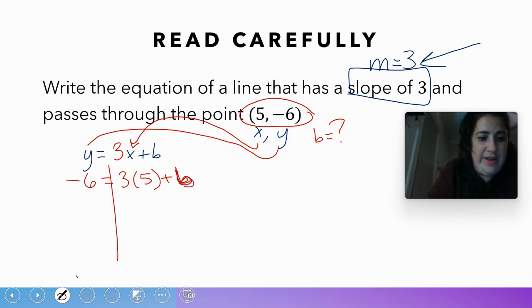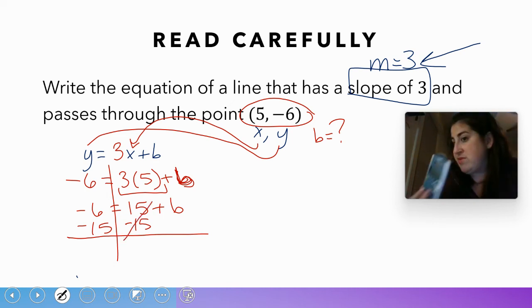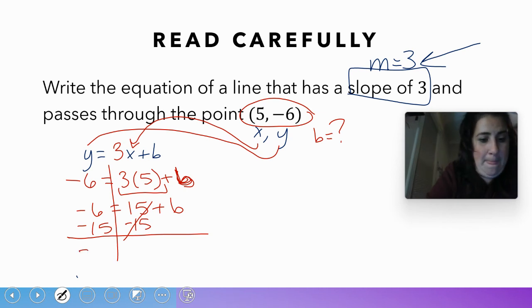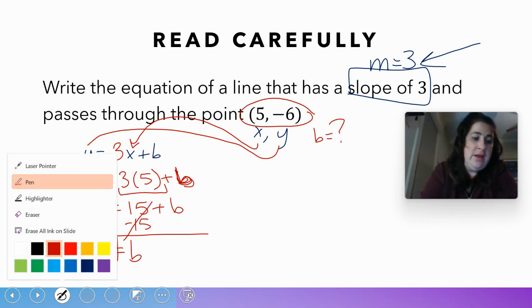Okay, so now I can solve. I have -6 equals 3 times 5 is 15 plus b. Okay, so now I need to get b by itself. So 15 minus 15 is going to cancel out. This 15 is positive, so the opposite is negative. So -6 minus 15 gives me -21 equals b. Okay, so in this case, I am not done.